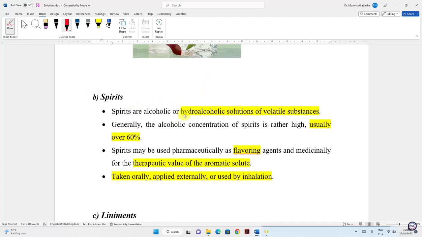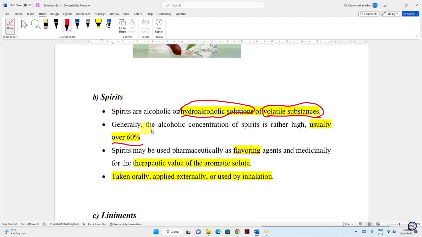According to composition, the spirits also contain aromatic and volatile substances similar to aromatic waters, except that here the vehicle is a hydroalcoholic solution. This is number one. Because we are using this, unlike water, we are able to dissolve a much larger quantity of the volatile substances. Now, what is the percentage of alcohol in spirits? Usually it's high, over 60%.